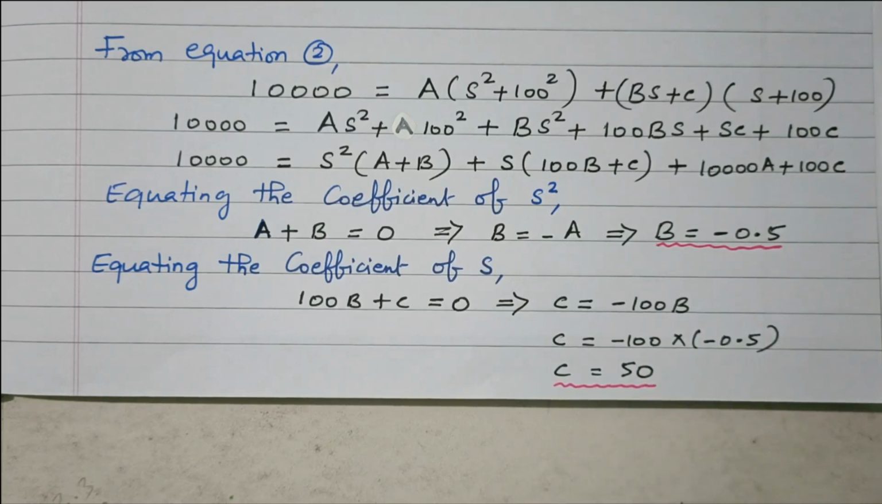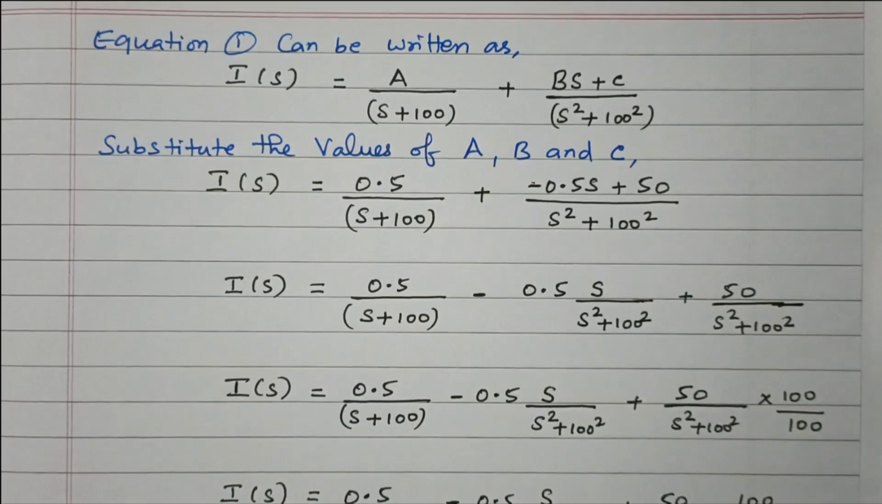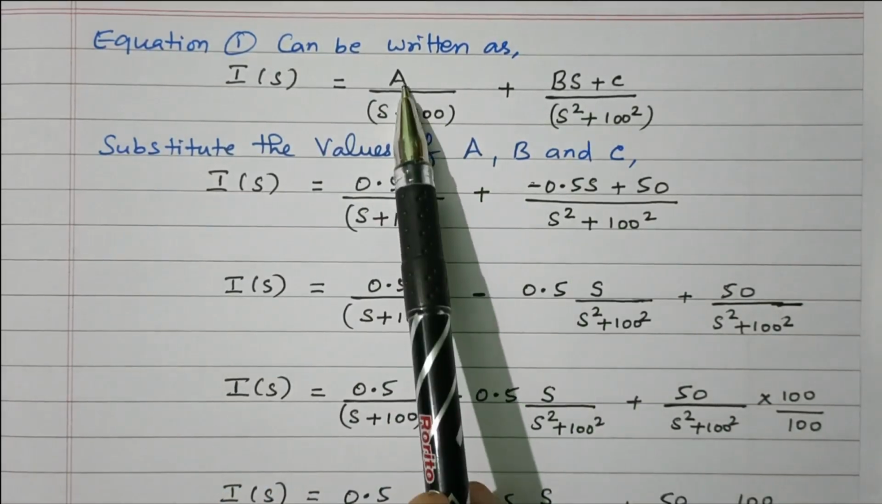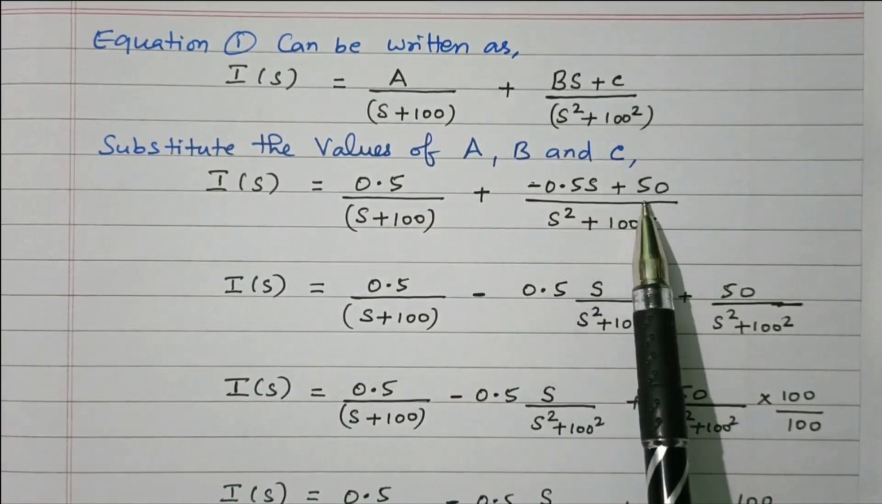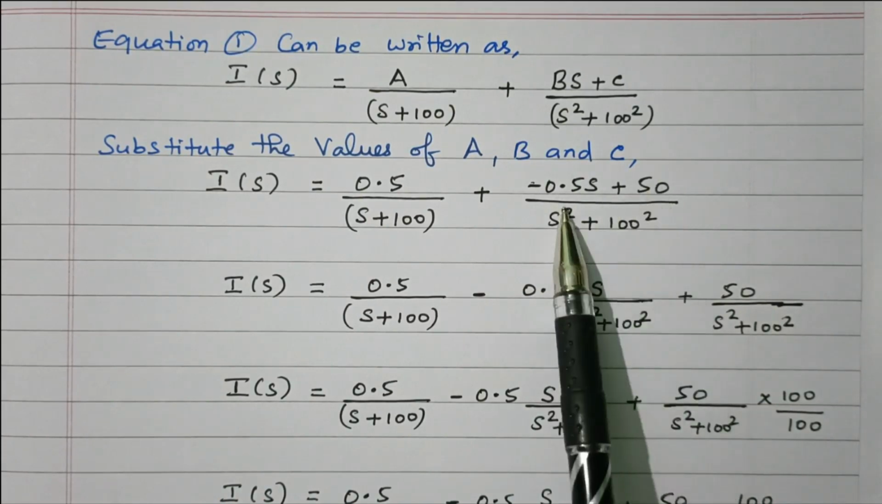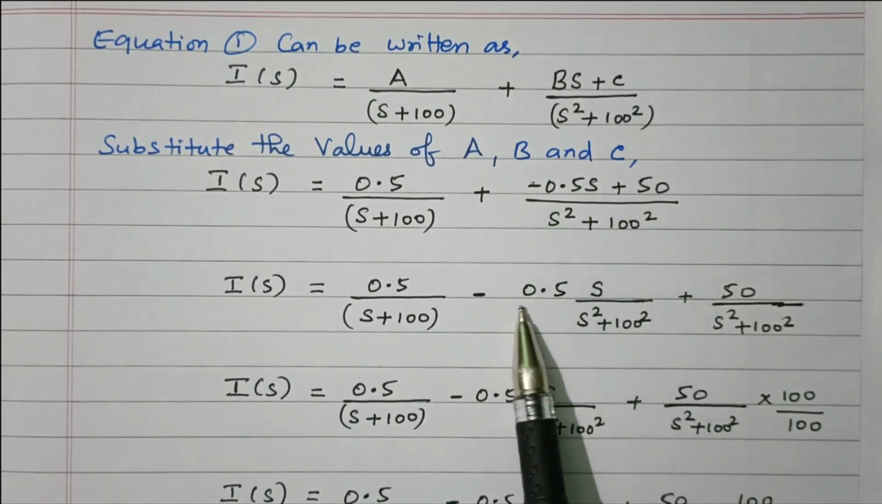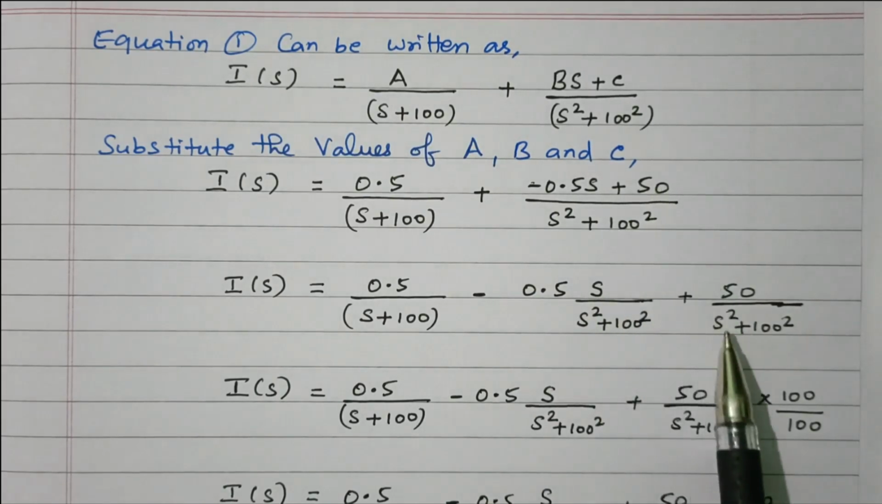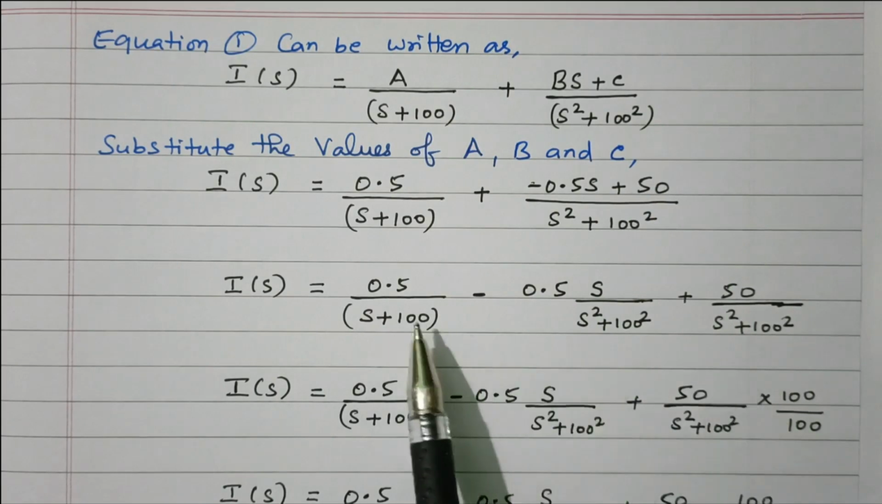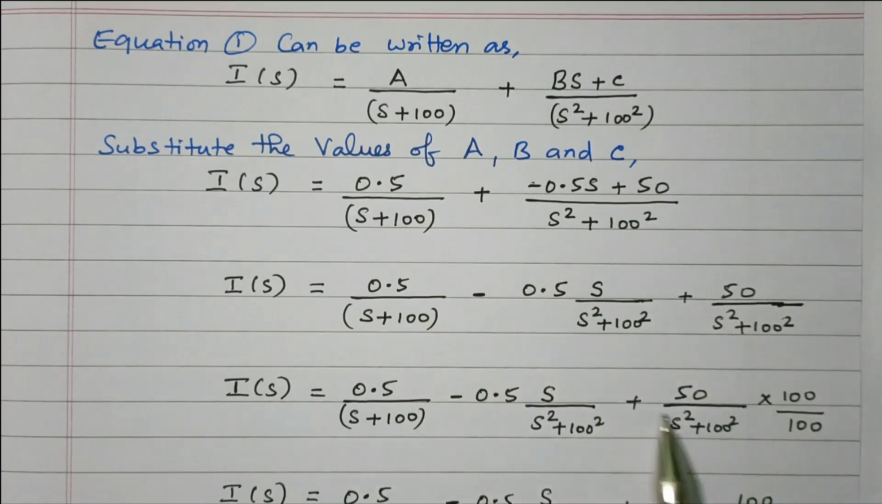Now we'll go for the further simplification. So this is the equation 1. In that, a value is substituted 0.5, b value is minus 0.5, c value is 50. Now we'll split the terms. Here two terms are split: minus 0.5 s divided by s square plus 100 square, and 50 divided by s square plus 100 square. See, now three terms are available. This is rewritten: 0.5 divided by s plus 100, minus 0.5 s divided by s square plus 100 square, plus 50 divided by s square plus 100 square.